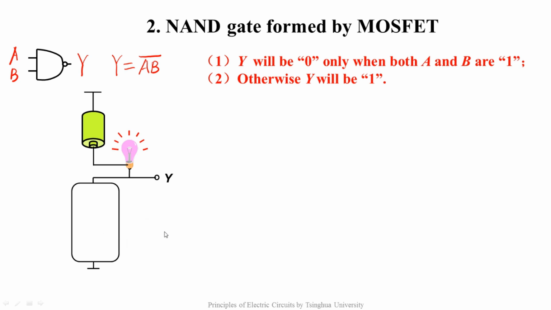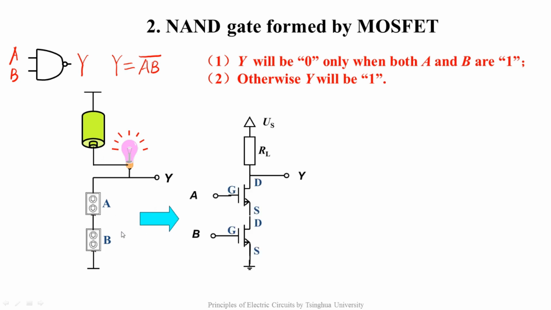You must have got it. Only these two switches connected in series can realize the function. In other words, only when both A and B are turned on, Y is connected to the ground and the output is 0. If any one of these switches is turned off, the output is connected to the high level and equals 1. Replace the analog switches with the MOSFETs, then we get this circuit, which realizes the logic of the NAND.